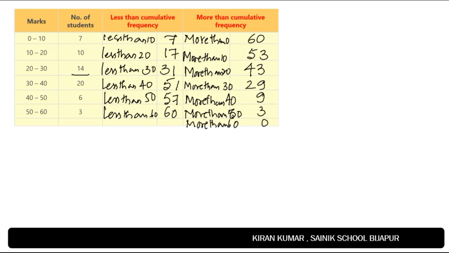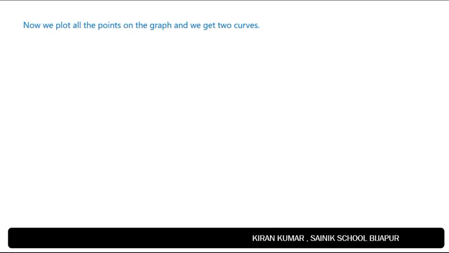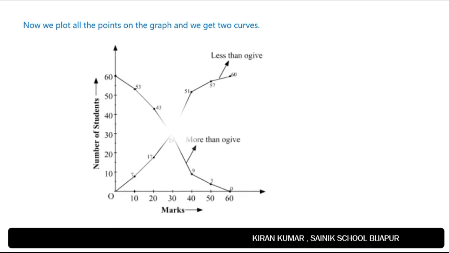Now to plot the graph, we'll plot all the points on the graph with respect to the less than and more than types. Here we get the graph like this. Number of students is the frequency, and the class marks are mentioned here: 0 to 10 is 10, 20, 30, 40, 50, 60. The respective less than type and more than type are plotted and they intersect at a point.